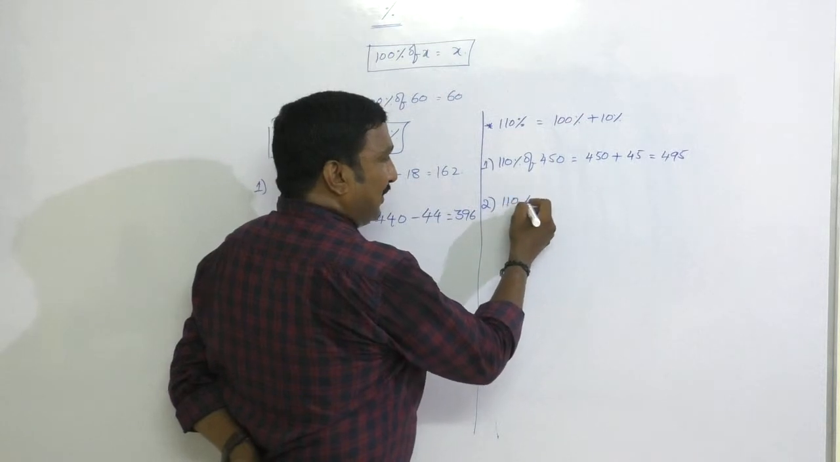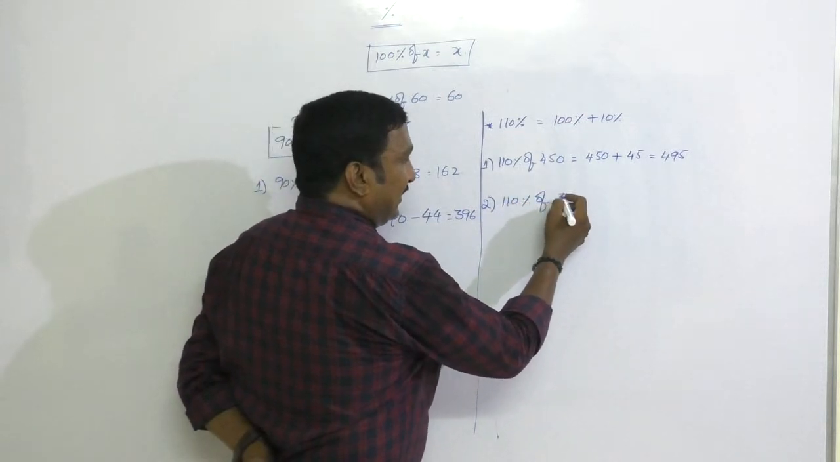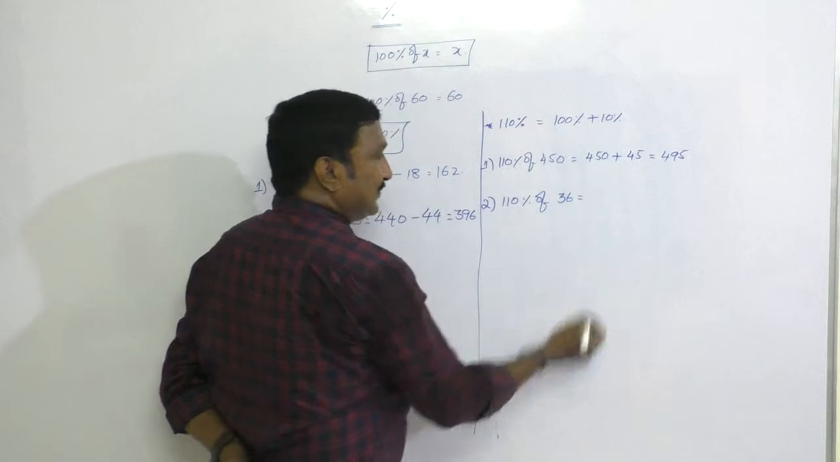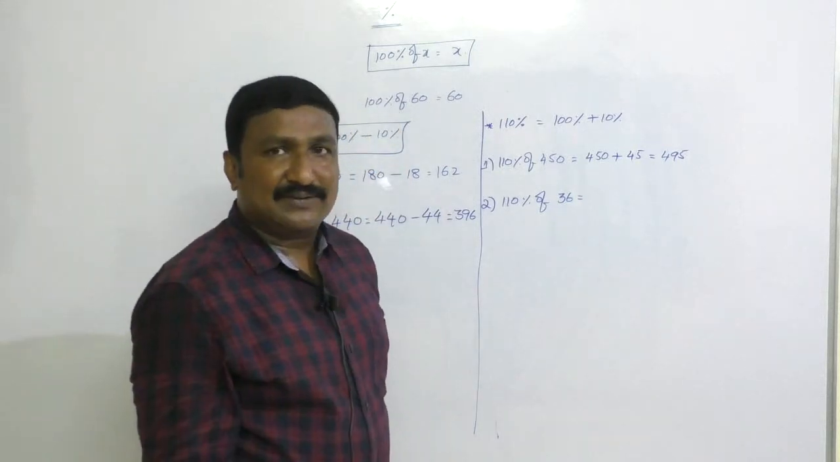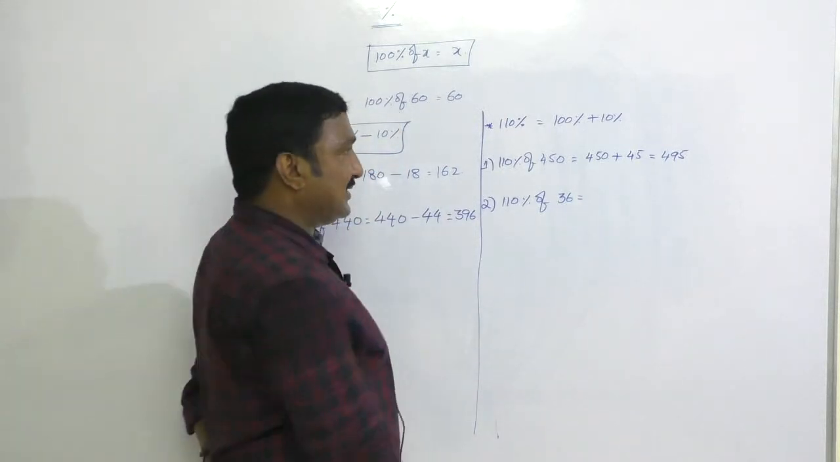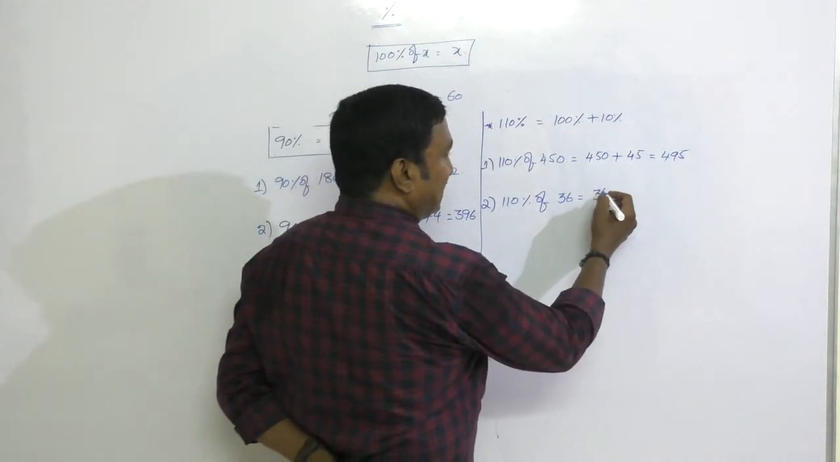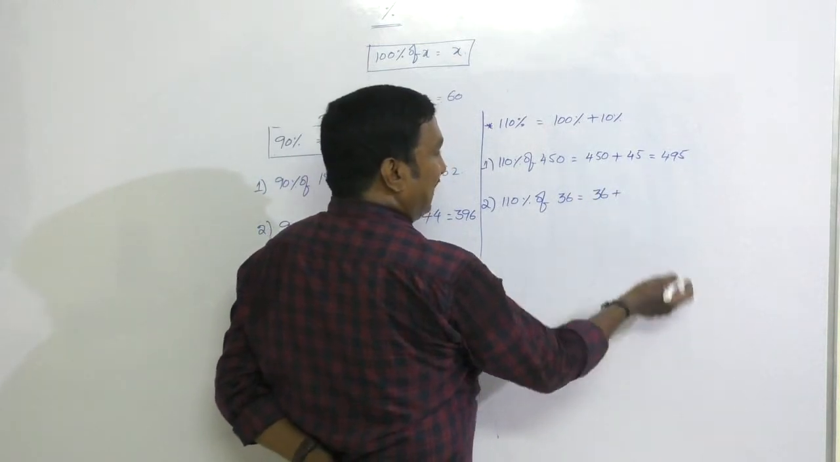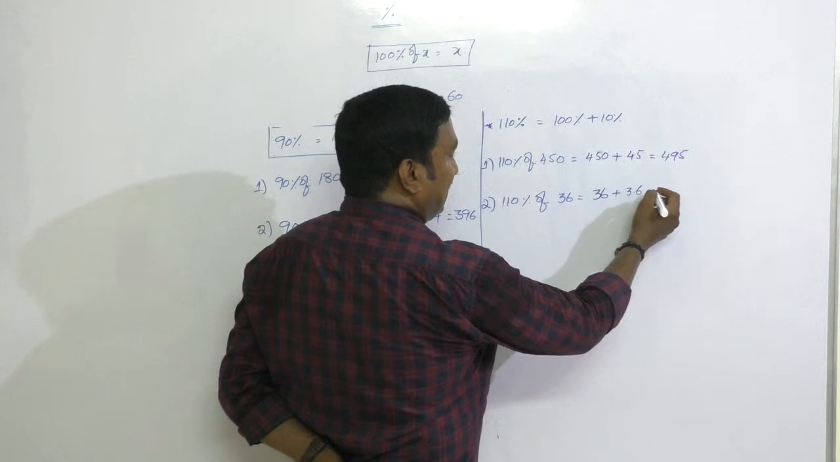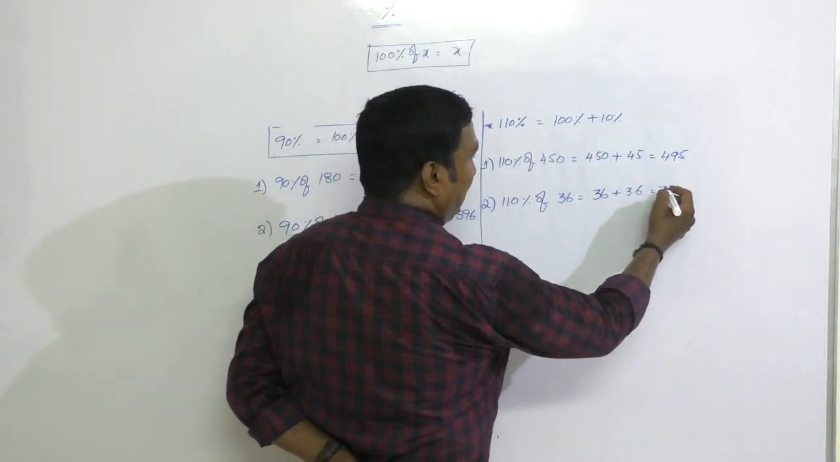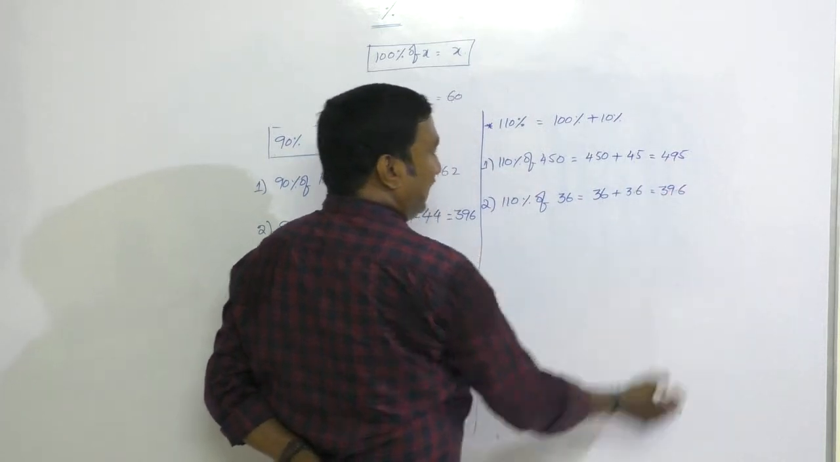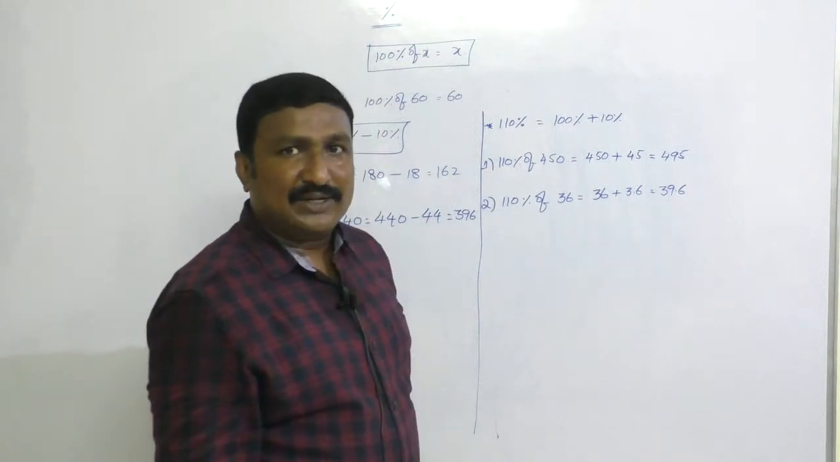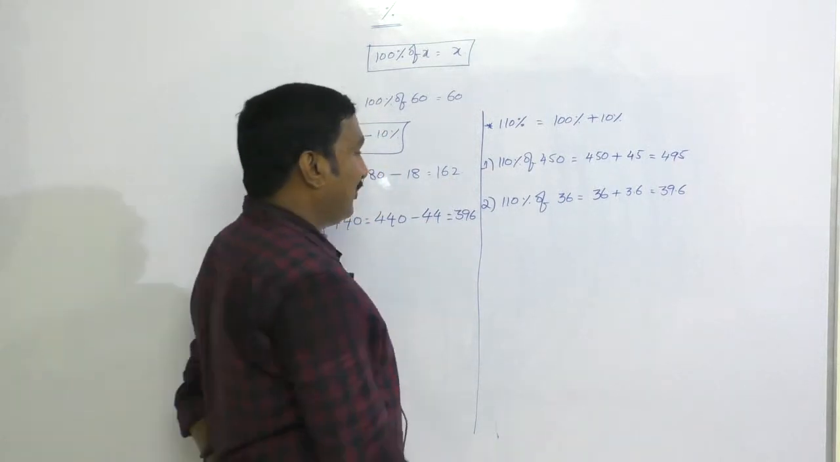Similarly, 110% of 36. So how to calculate 110% of 36? 100% is equal to 36. What is the 10% of 36? 3.6. So 36 plus 3.6 is 39.6. Okay now friends, like that we can calculate the 110%.